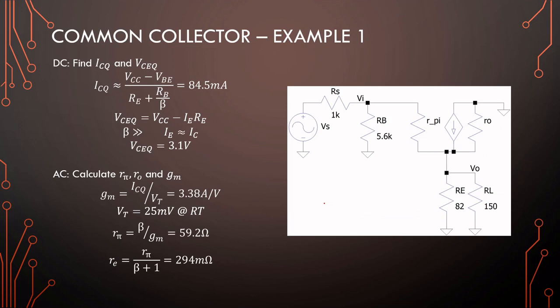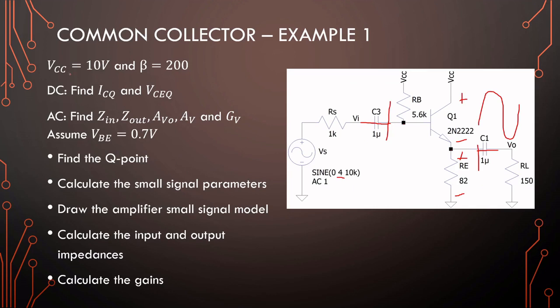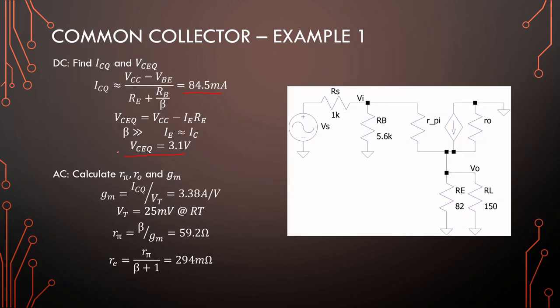Okay, so analyzing the bias, we get 84.5 milliamperes and a Q point of 3.1 volts. So that Q point is not really acceptable since we have 10 volts to play with. This should be more or less around 5. But this is an analysis, not a design, and that is what our Q is.